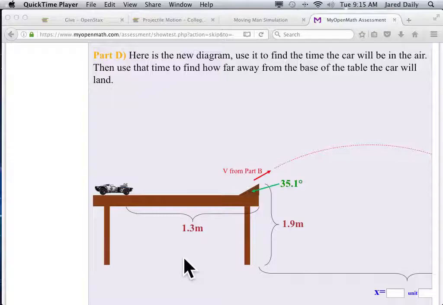So we split it into 2 dimensions. We have our x dimension, which we'll do in blue, I guess. We have our y dimension, which we'll do in green. So this is going to be now Vy0.